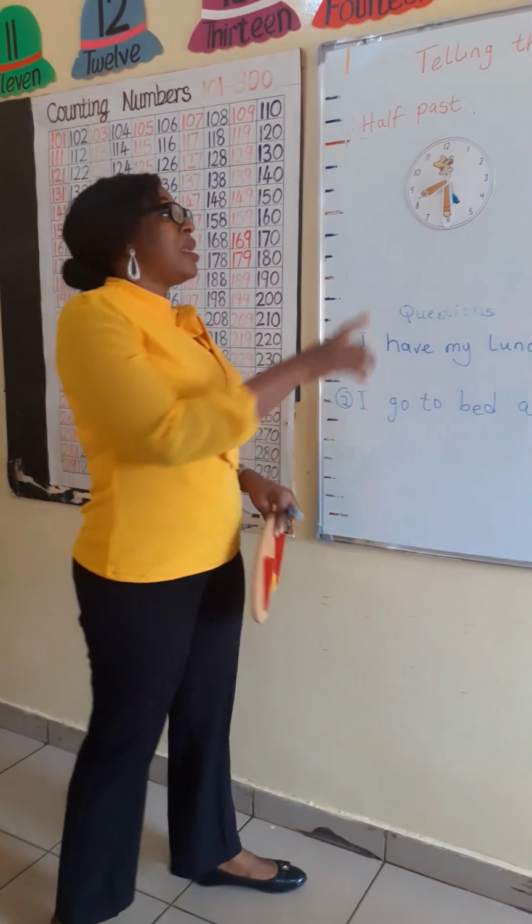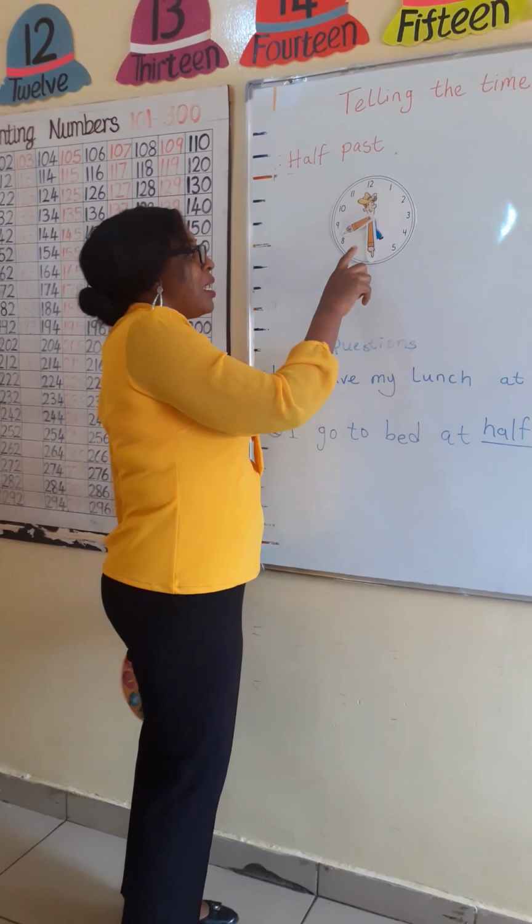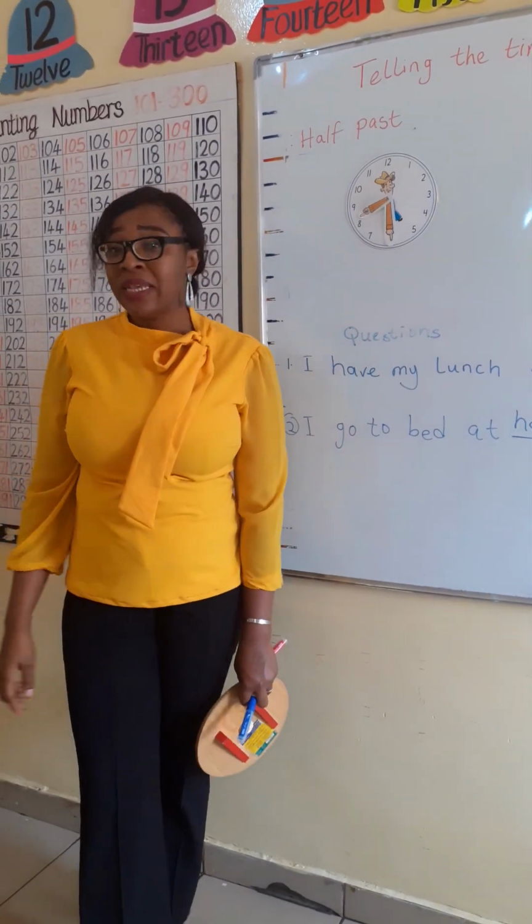Whenever the long hand is in 6 and it's halfway between two numbers, it is half past the number you just went over. I hope we've learned our half past.